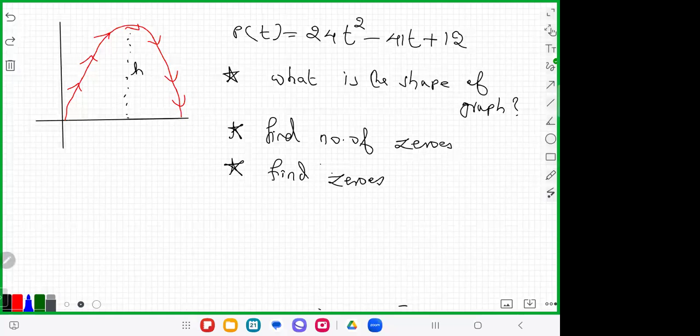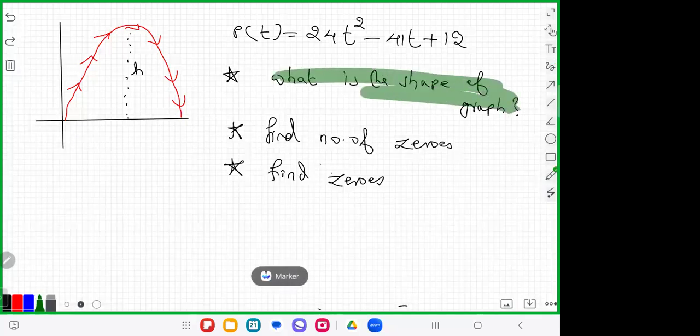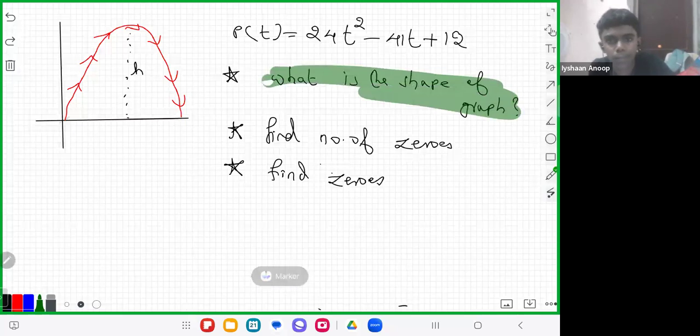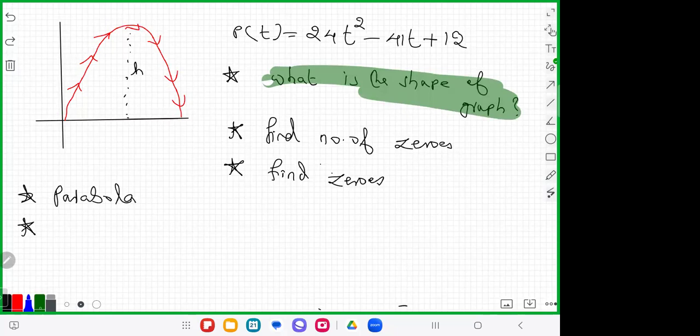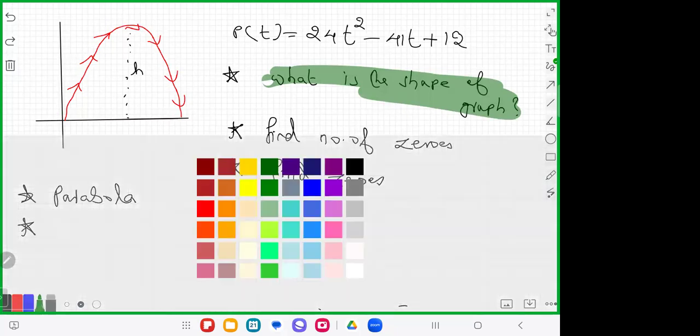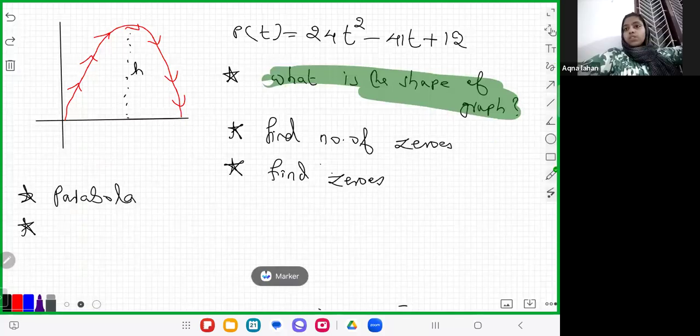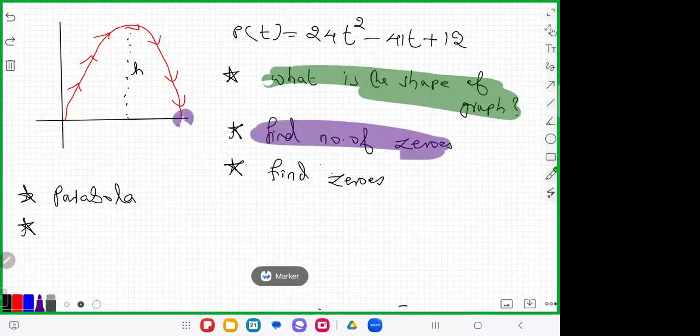Ishan, what is the shape of the graph? First question we can do. This is the shape of the graph, right? Parabola. Yes, the first answer is parabola. And the second question is find the number of zeros. How many zeros will be there? 2 zeros, because it cuts here and here also. So obviously the answer is 2 zeros.